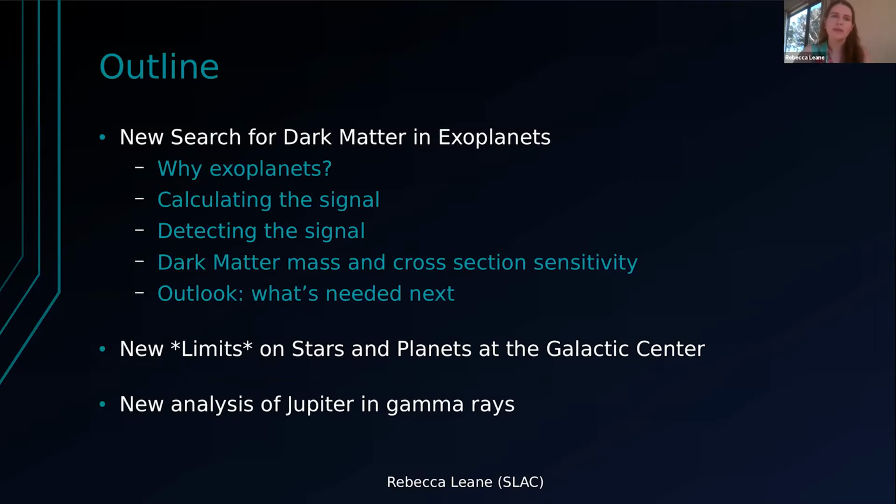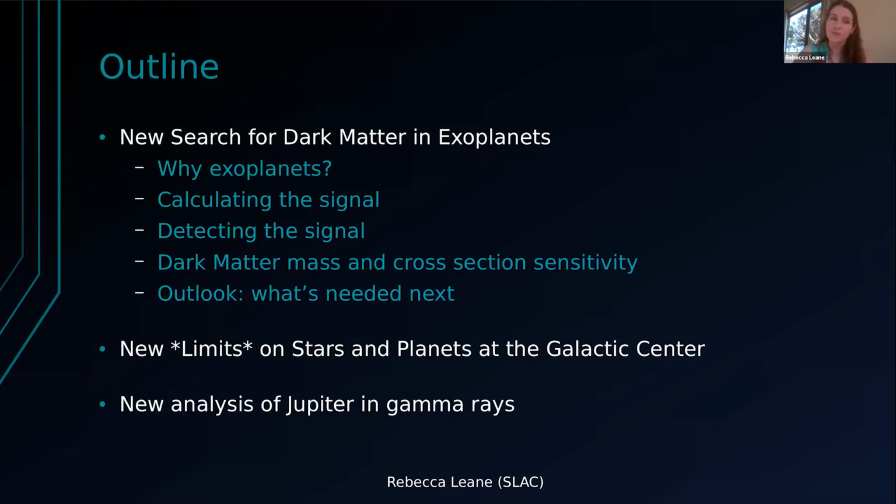I'm going to tell you about why we care about exoplanets and why they're actually a really interesting target to consider. I'll tell you about how we calculate this dark matter in exoplanet signal, how it can be detected, and what it means for the dark matter parameter space in terms of mass and cross sections. And I'll tell you a bit about what we need next to make this search a reality.